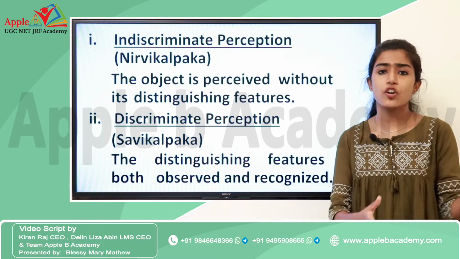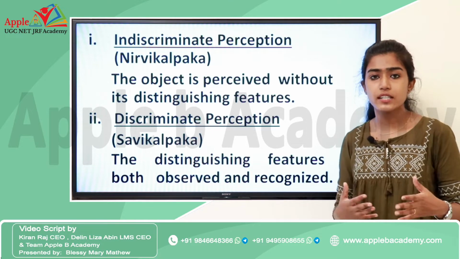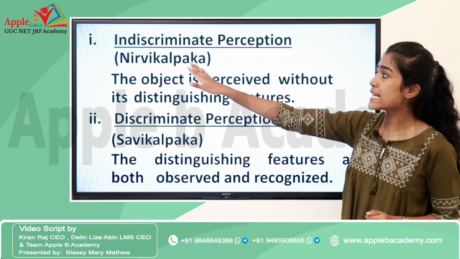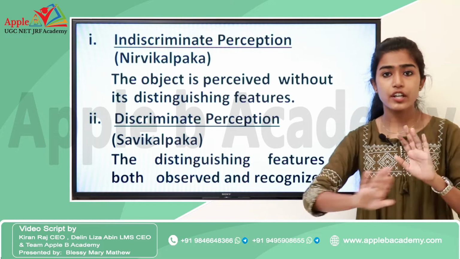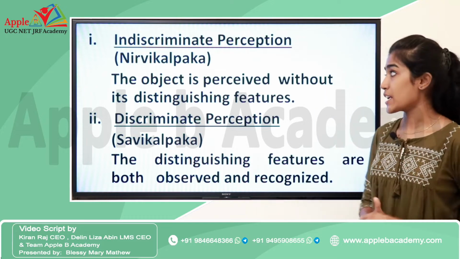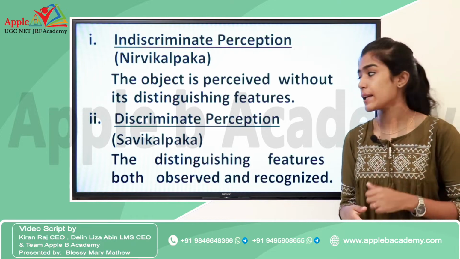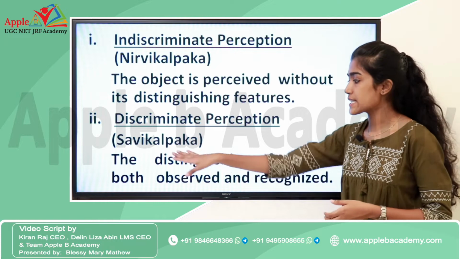We are just perceiving, okay, this is this thing, that is all. We are not going into the details of how this thing is different from others; we are not bothered about those aspects. So, that is indiscriminate perception. We are perceiving everything without any kind of discrimination. That can be called nirvikalpaka. And then we have discriminate perception, which can be called savikalpaka.